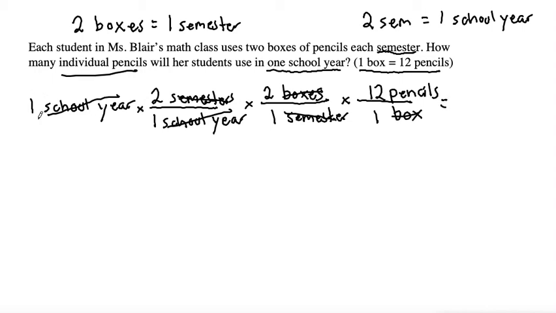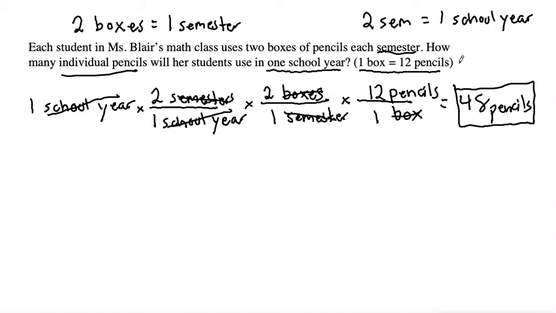So let's take the number that we started with, multiplying by all the numbers on top and dividing by all the numbers on the bottom. That means we're doing 1 times 2 divided by 1 times 2 divided by 1 times 12 divided by 1. But dividing by 1 doesn't actually change anything. So we can just do 1 times 2 times 2 times 12, which is the same thing as 4 times 12, or 48 pencils. And there we go, that would be our final answer. Again, this is how many pencils each student would use.